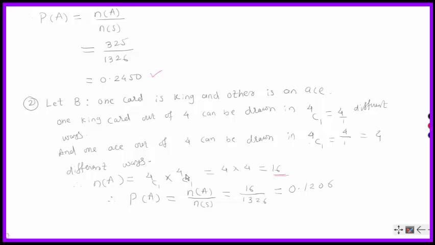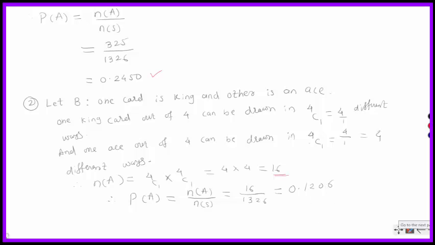Why have we taken multiplication? Because we want one card to be a king, which can be drawn in 4C1 ways, and we want the other card to be an ace card. So this event A can happen in 4C1 into 4C1, equal to 4 into 4, equal to 16 different ways. Therefore the probability of this event A is equal to n(A) divided by n(S), which is 16 divided by 1326, equal to 0.1206.